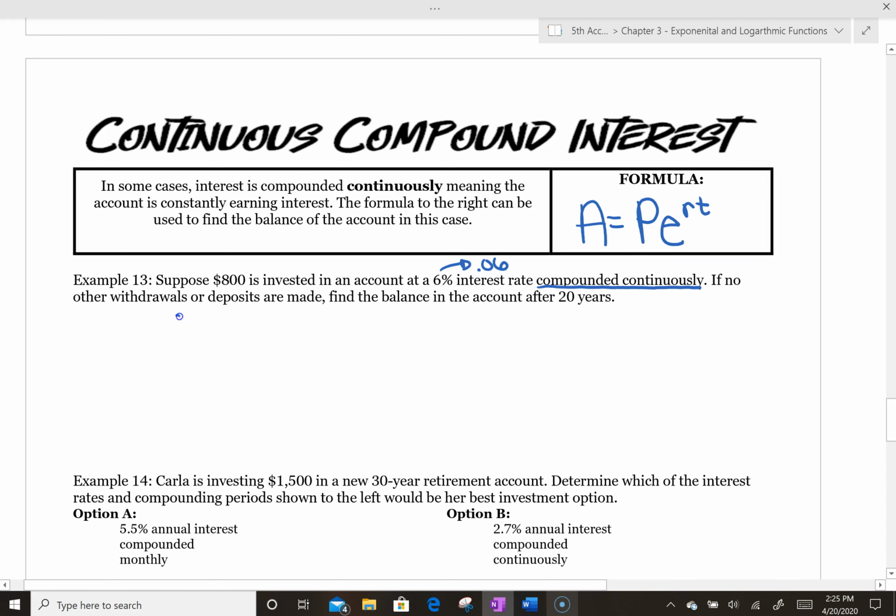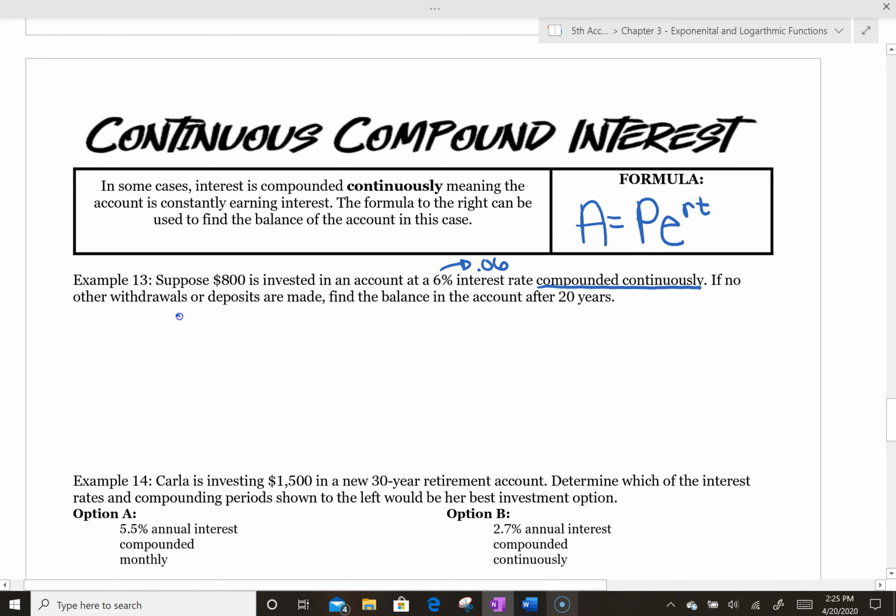Okay, this next one is where you get to decide which one is actually a better option for investing money. So Carla is investing $1,500 in a new 30-year retirement account. Determine which of the interest rates and compounding periods shown to the left, or I guess below for us, would be her best option. So here's option A.